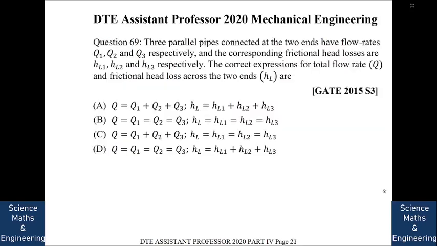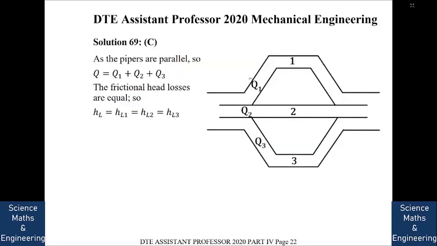So next question. Three parallel pipes connected at the two ends have flow rates Q1, Q2 and Q3 respectively, and the corresponding frictional head losses are HL1, HL2 and HL3 respectively. So the correct expression for the total flow rate and the frictional head loss across the two ends are, so the answer is C. Here the two ends are common, Q1, Q2 and Q3. Along this flow goes. So our total flow at the inlet or outlet would be equal to what? Q would be equal to Q1 plus Q2 plus Q3. Then the frictional head losses would be again equal. So our HL would be equal to HL1 plus HL2 plus HL3.